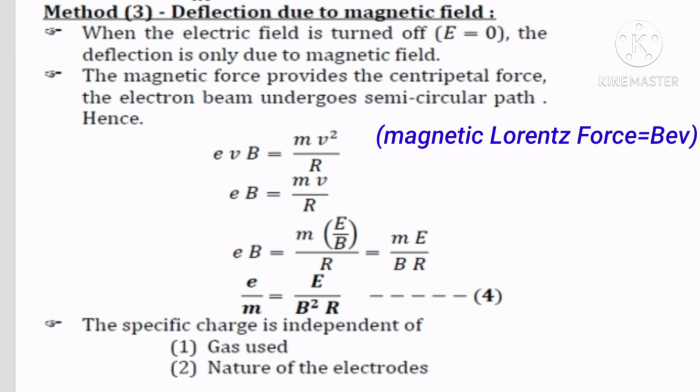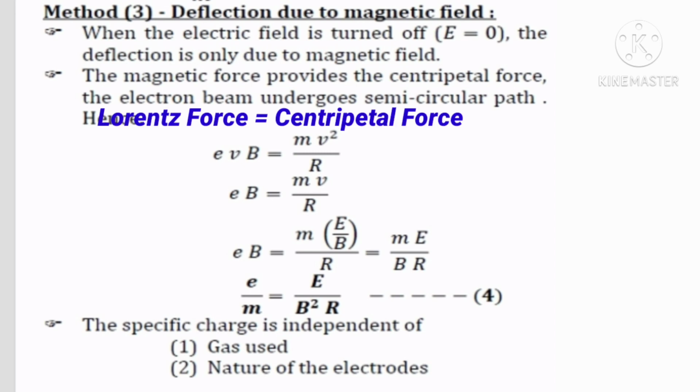Magnetic Lorentz force is nothing but B into e into v. Here we are discussing the electron beam. Here e indicates the charge of the electron, so that the magnetic Lorentz force experienced by the electron beam can be written as B into e into v. Since the electron beam experiences a circular path, it will also experience a centripetal force, so that we can equate the Lorentz force with the centripetal force. We can write the relation as e into B into v is equal to m v squared by r.